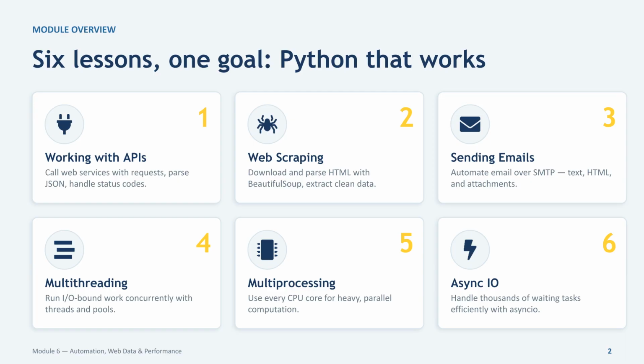We start by connecting to web APIs and scraping websites. Next, we will automate email sending. Finally, we tackle performance, using multi-threading for I/O-bound tasks, multi-processing for parallel computation, and asyncio for high-efficiency task management. Each lesson includes practical projects to build your skills.